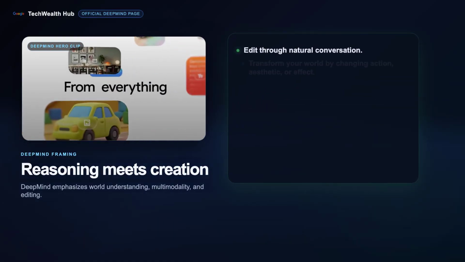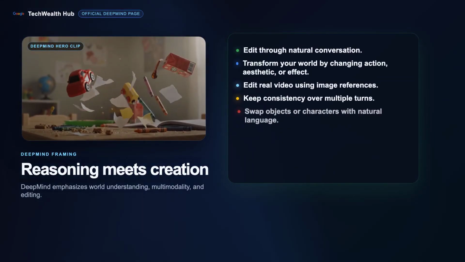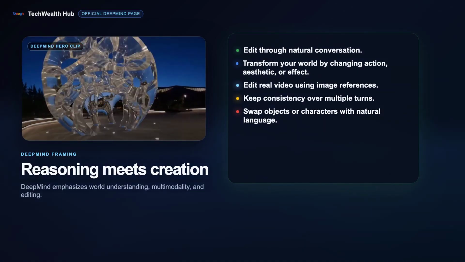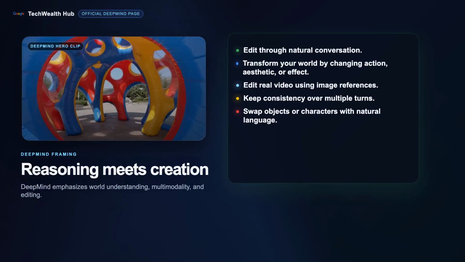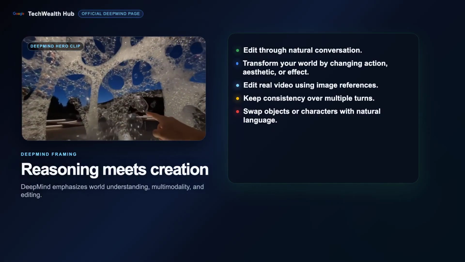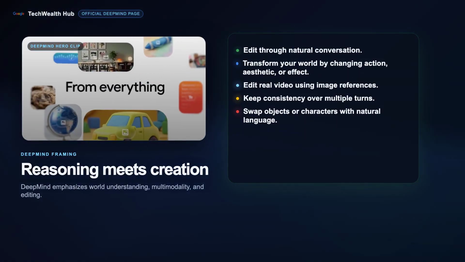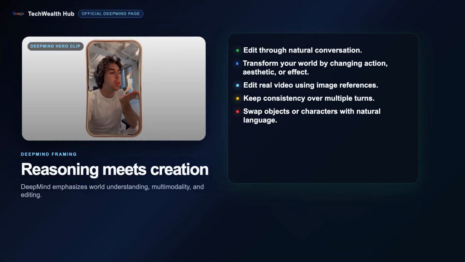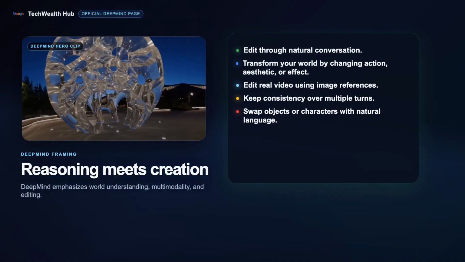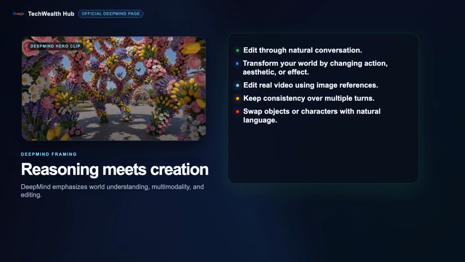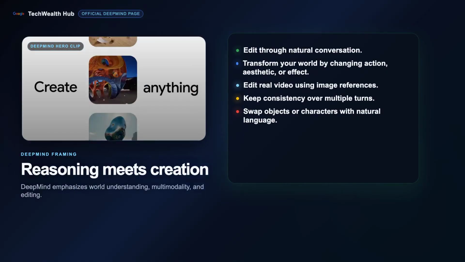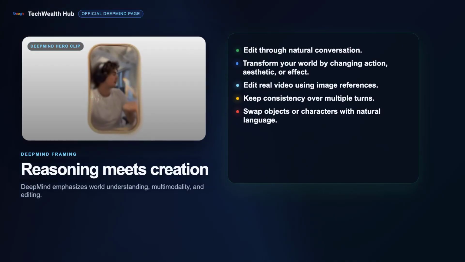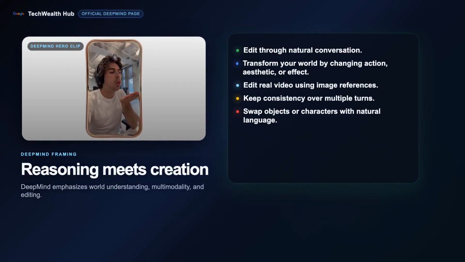DeepMind's page makes the framing clearer. It says Gemini Omni is where Gemini's ability to reason meets the ability to create. The page repeats three ideas: world understanding, multimodality, and editing. The examples are very specific. Change the aesthetic of an input video. Reimagine what happens in a scene. Edit real videos based on images. Make multiple changes over several turns while keeping consistency. Swap an object or character with natural language.